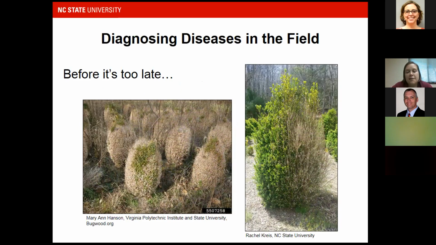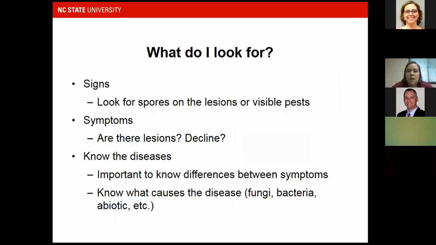Here again are some examples of boxwoods that have been devastated by boxwood blight. The main thing to do when you look for it is to look for spores on the lesions or any other visible pests when you're scouting. Look for the lesions, is there decline, make sure you know all those symptoms. The key things to look for are those characteristic lesions, and if it's sporulating, that really helps a lot, and looking for the black streaks on the stems.